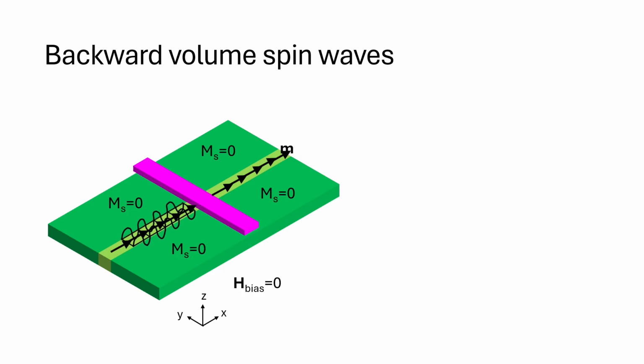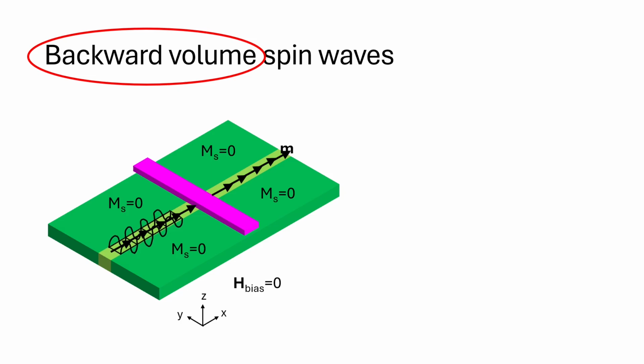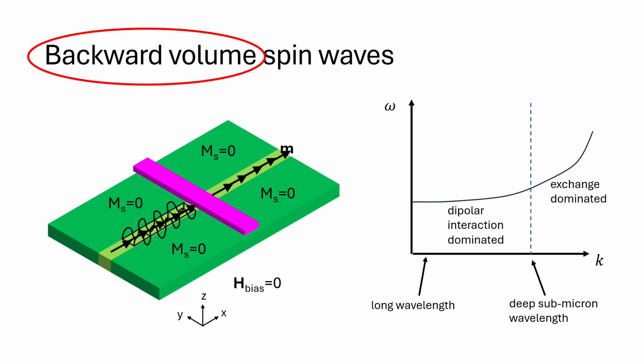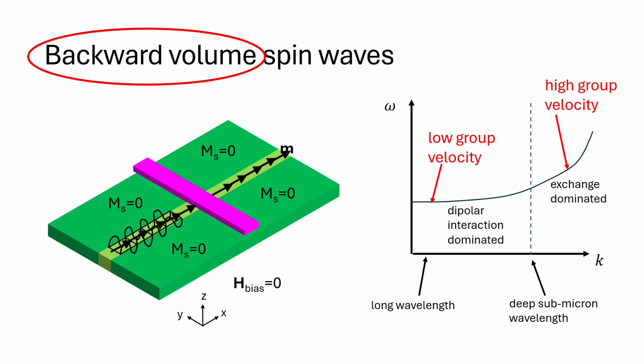Spin waves that travel in the same direction as the magnetic moments are called backward volume spin waves. Backward volume spin waves are less popular with experimentalists because if you look at the dispersion curve in the long wavelength region, the gradient of the dispersion curve is pretty flat. A flat gradient implies low group velocity, which makes it difficult to launch and detect the spin waves. In order to get high group velocity, one has to launch backward volume spin waves in the deep submicron wavelength region. However, short wavelength spin waves are also difficult to excite.